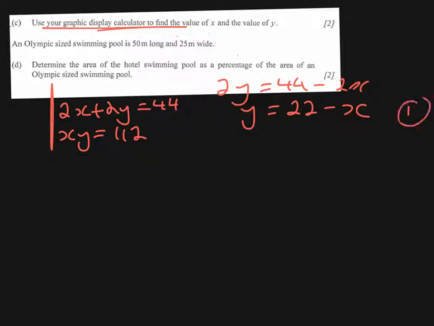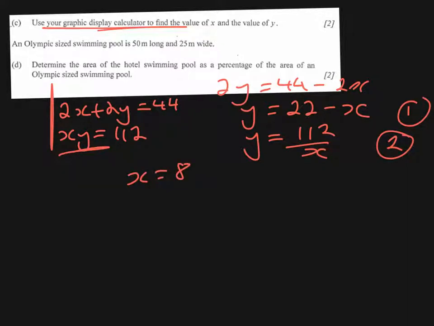And similarly here, we can rearrange this and we get y equals 112 over x. So if you graph both of those on your GDC and find the intersection, you should find that you end up with the value of x as equal to 8 at the intersection, and the value of y is equal to 14. And you may have actually had these the other way around. Both of those are acceptable.